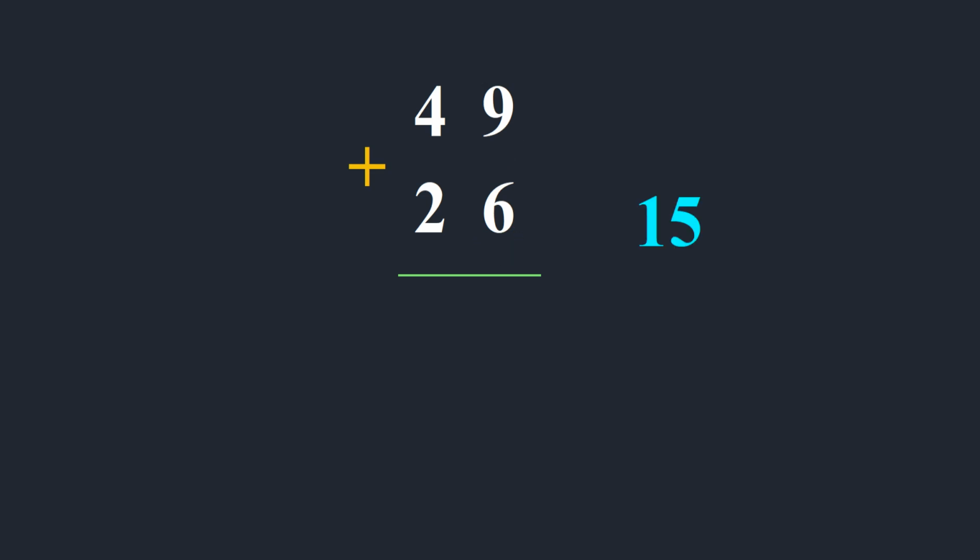In the number 15, there are 5 ones, right? 5 in the ones place. The number in the tens place is called the carry. We carry the 1 over to the tens place and write it above the 4 like this.